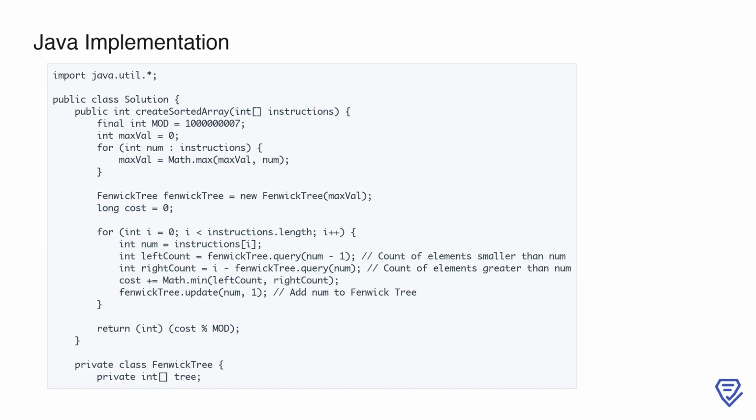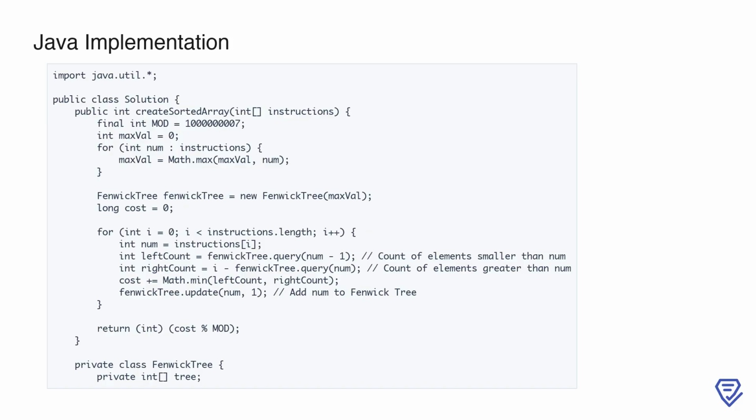To solve the problem of creating a sorted array through instructions, we use a Fenwick tree, also known as a binary index tree, to efficiently keep track of counts. First, we define the constant mod to handle large numbers, as the result must be returned modulo 10 to the power of 9 plus 7.